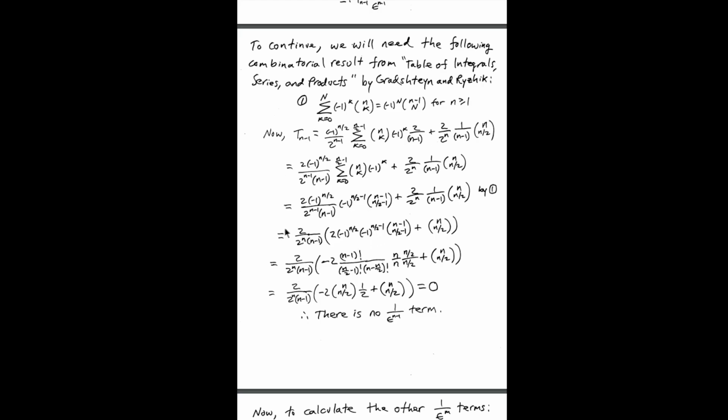So this thing will equal 2 over 2^n (n-1), times the quantity minus 2 times, putting all that out in factorial form, (n-1) factorial over (n/2 - 1) factorial, times (n - n/2) factorial, by the definition of this symbol here. And now we're going to multiply by n over n and (n/2) over (n/2), simply multiplying by 1, plus our last term, n choose n/2.